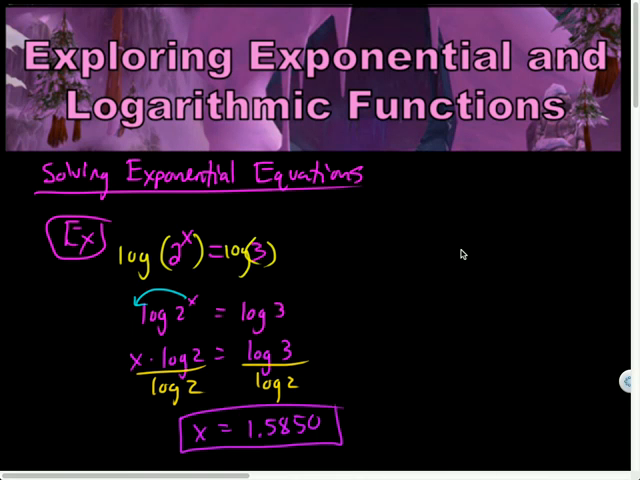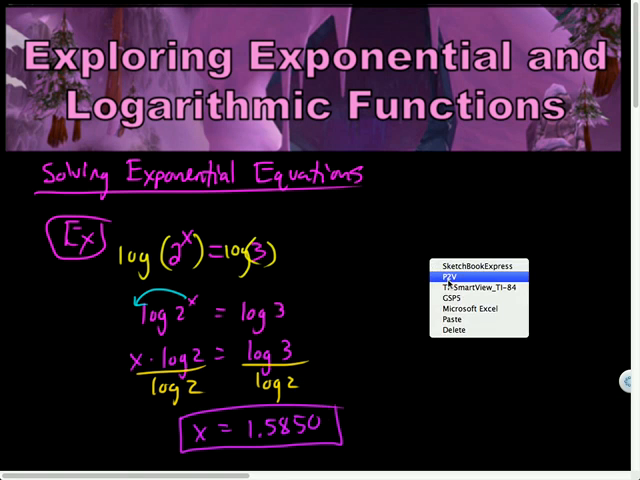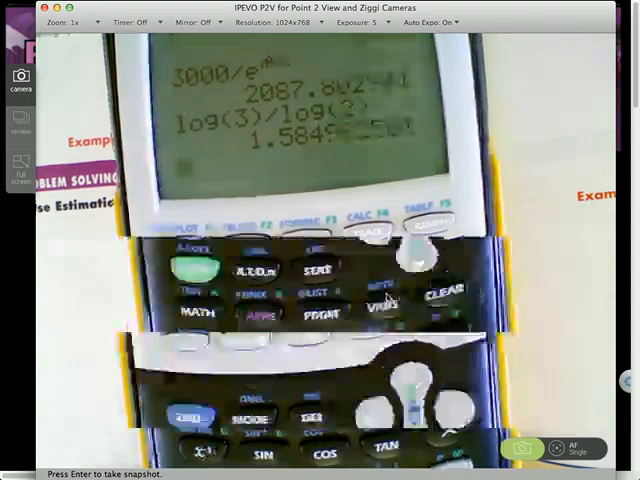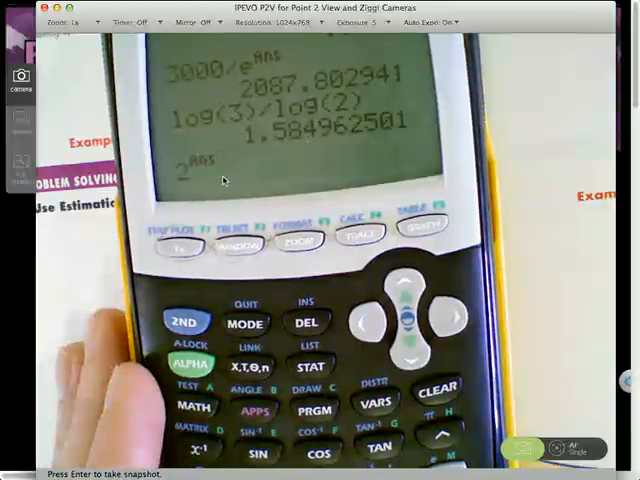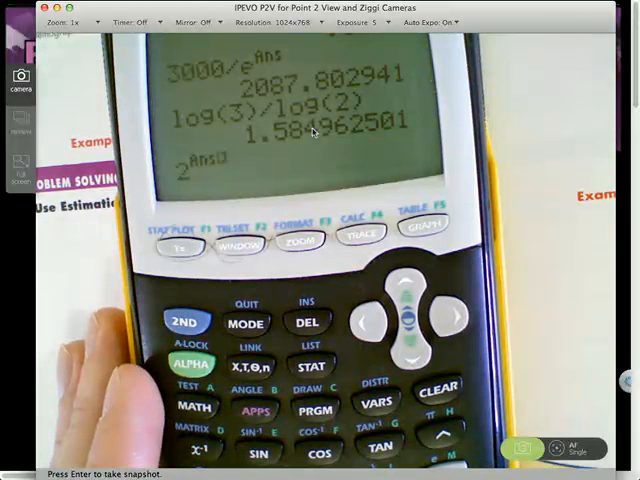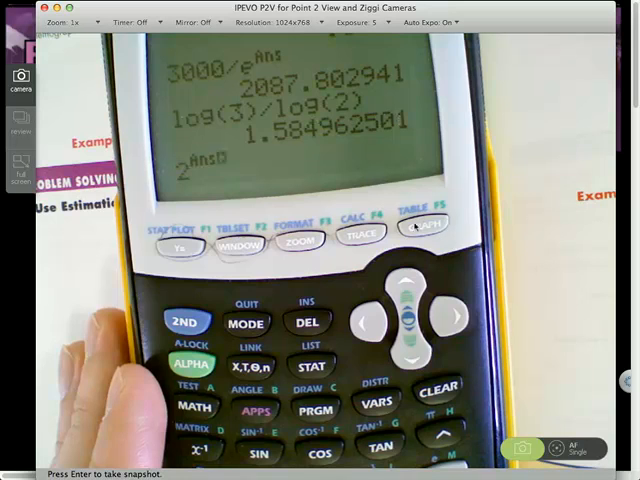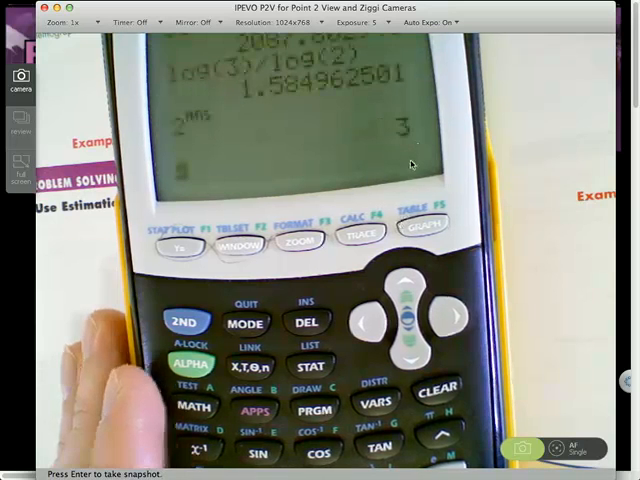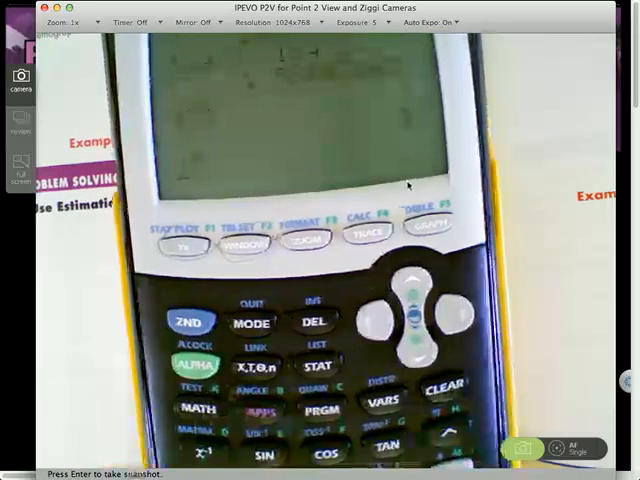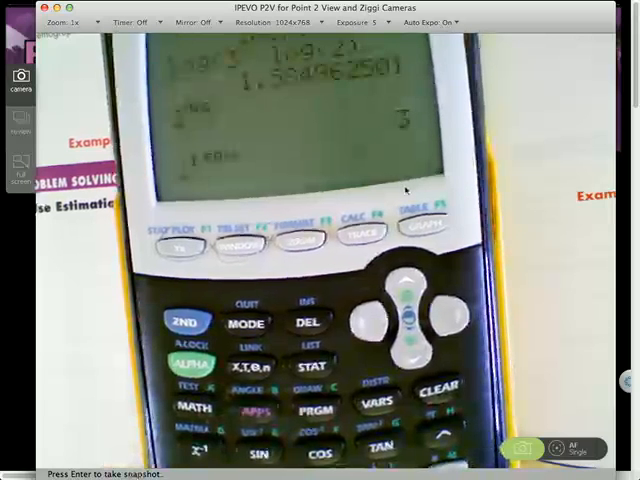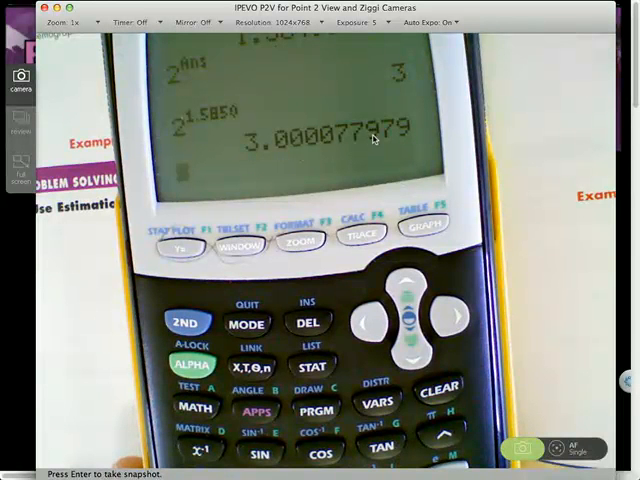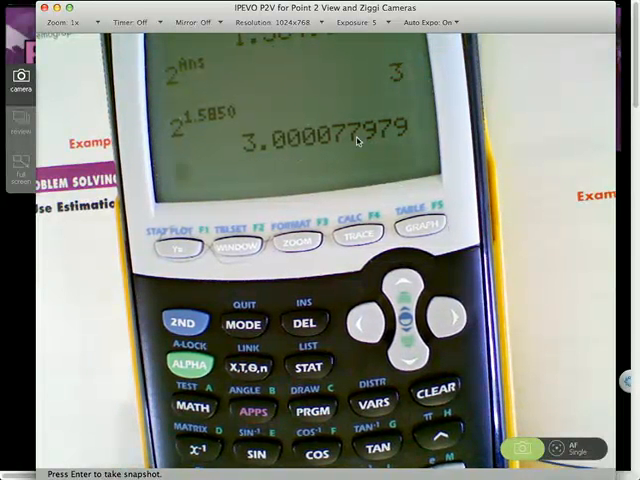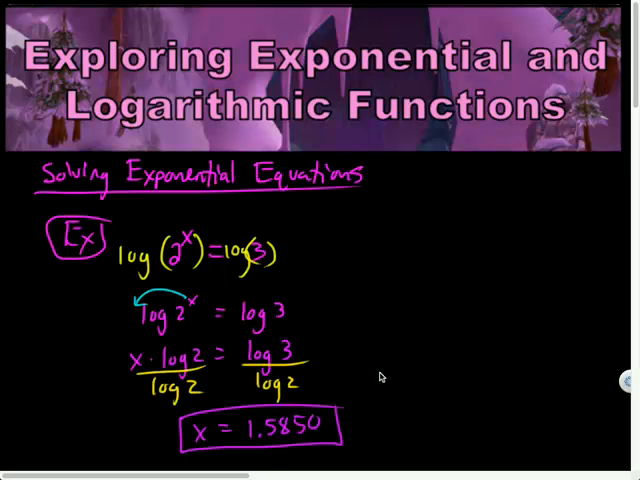And to verify, that means that 2 to that value should equal 3, or more specifically, approximately equal 3. So watch this. If I do 2 to the second answer, it's going to raise 2 to that power. This should be super close to 3. The calculator is giving me more digits of accuracy than what I'd written down, and that gives me 3. Whereas if I did 2 to the 1.5850, that would have been really, really close to 3, off by a tad. But that's my point, it works out.